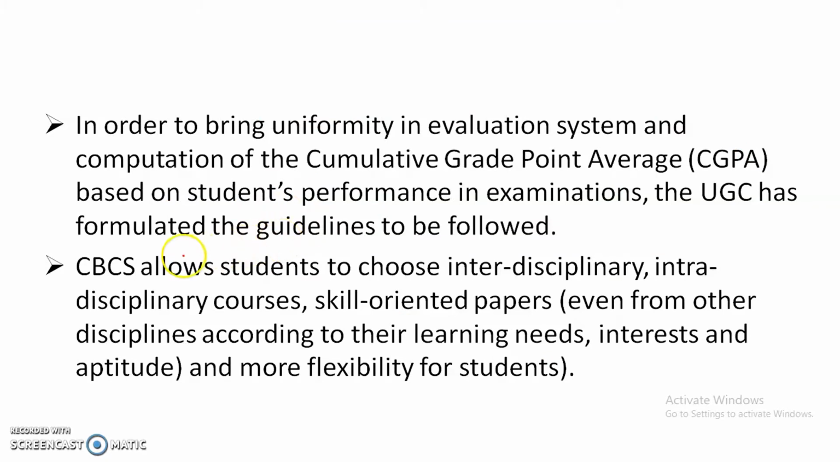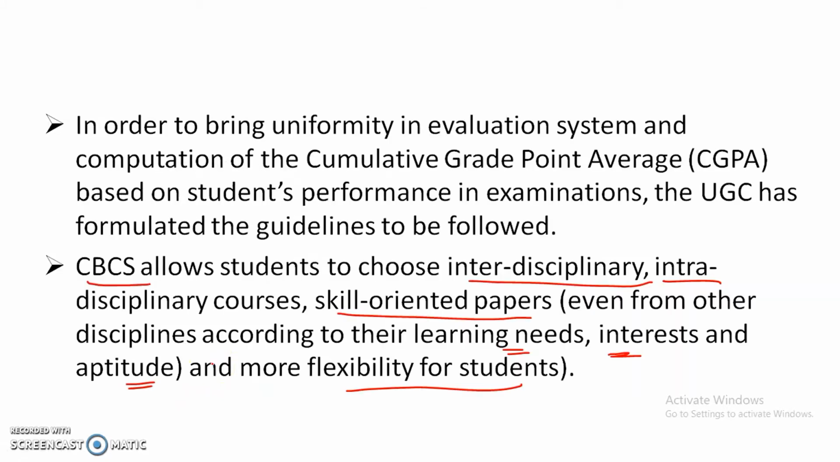So this CBCS, the choice-based credit system, allows students to choose interdisciplinary and intradisciplinary courses, and skill-oriented papers or job-oriented languages or courses. So there will be more flexibility for the students based upon their interest and learning needs or their talent or aptitude, right?